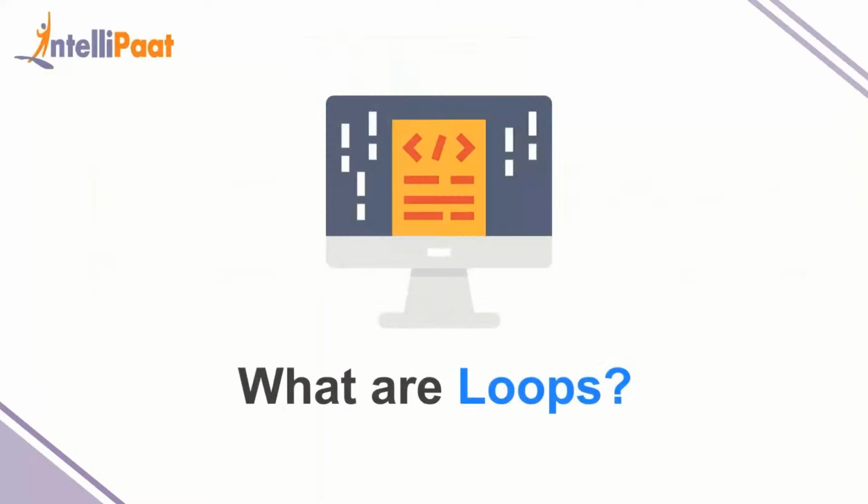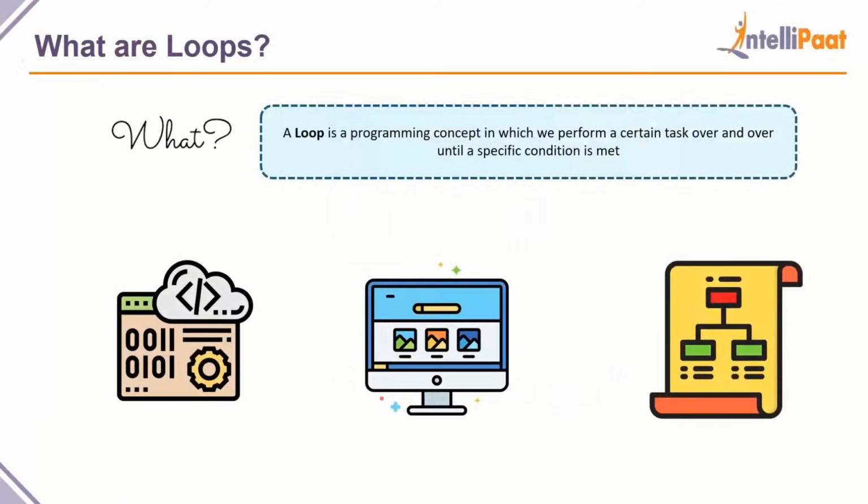So what exactly are loops? A loop is a programming concept in which we perform certain tasks over and over until a specific condition is met. So when we're trying to learn how to write code, the first things that we do is we write programming statements. Statements that perform some tasks, such as reading a file, looking at a folder, writing something on the console, getting input from the user. There could be many other tasks.